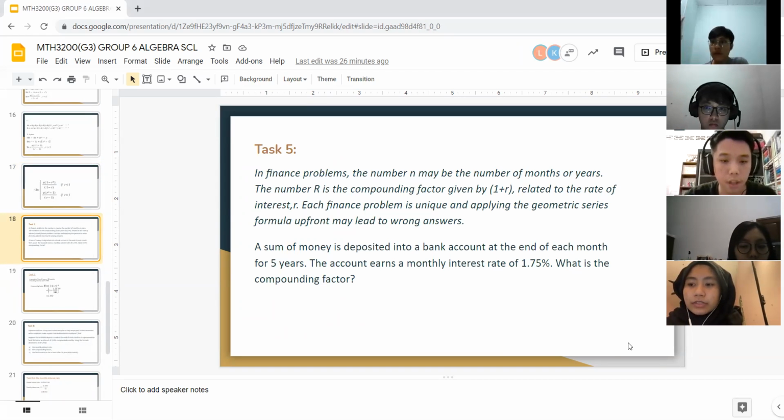So for task 5, a sum of money is deposited into a bank account at the end of each month for 5 years. The account earns a money interest rate of 1.75%. So the question asks us to find the compounding factor.